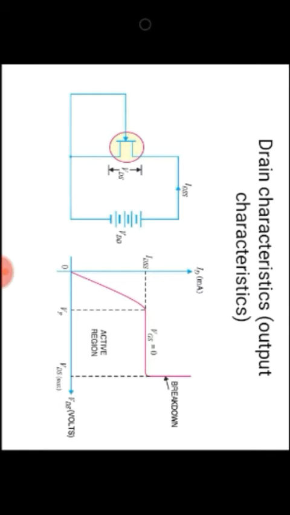On the left side there is a circuit for the drain characteristics. The battery VDD is connected between drain and source, and the gate to source terminal is shorted, so it means your gate to source voltage VGS is 0. Now, what will happen when VGS is 0 and we increase VDD, the drain to source voltage?